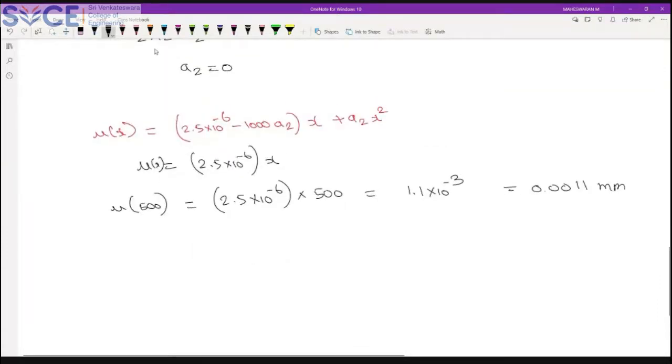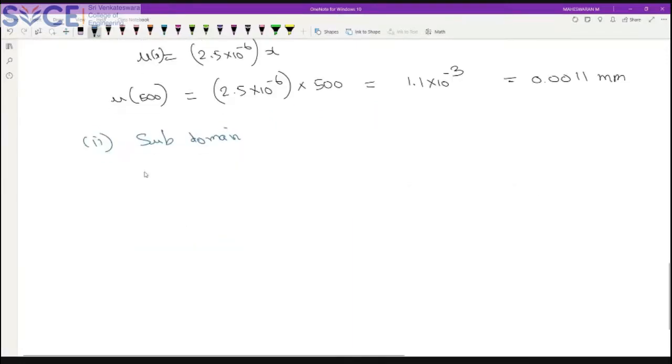So the next one is subdomain collocation. According to subdomain collocation, integral R of x dx is equal to 0. In the integral, what is the limit? The limit depends on the cantilever bar. The bar starts from 0 and ends at 500, so my limit is from 0 to 500. Integral 0 to 500 of R of x dx is equal to 0.